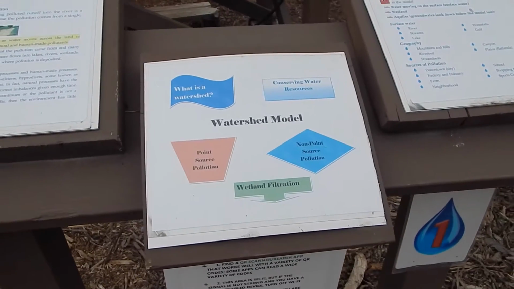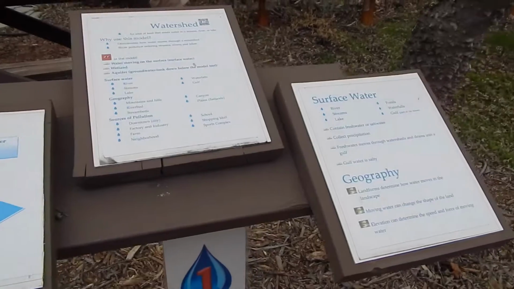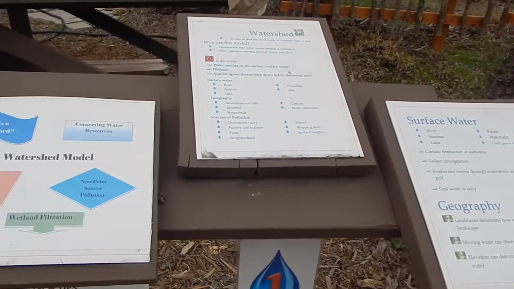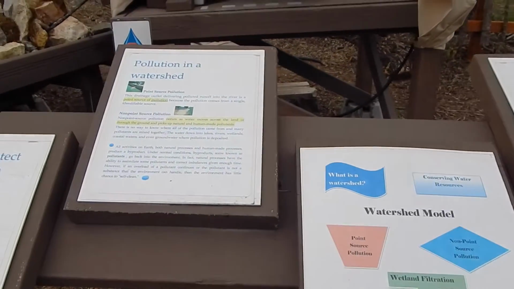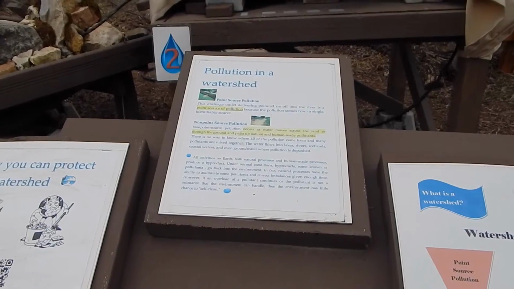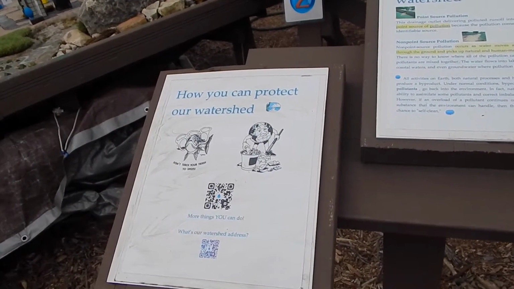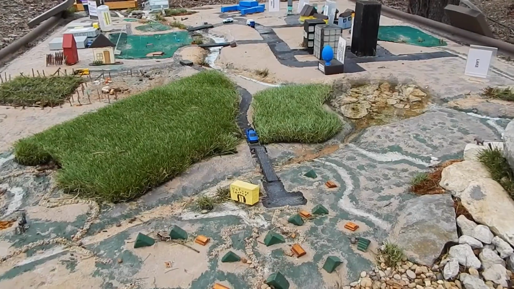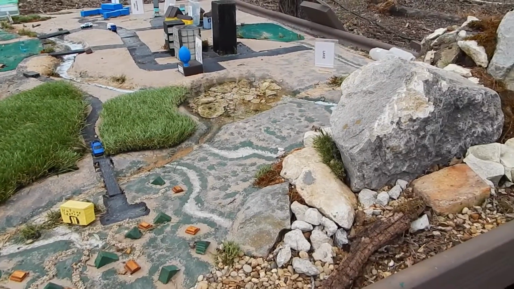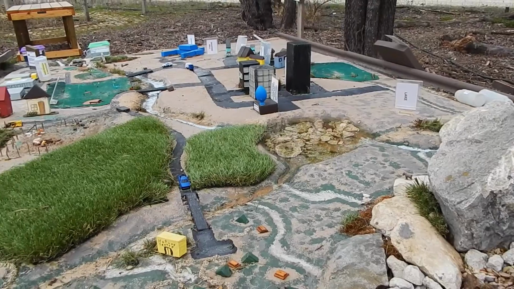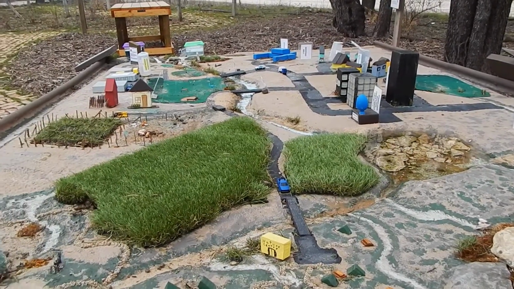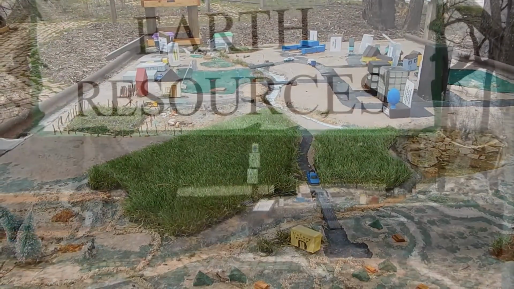What is a watershed? Hopefully after you've played around with the watershed model, you'll understand what a watershed is, how water moves through a watershed, how pollution can be moved into a watershed, and how you can protect our watersheds. The watershed model is part of a larger area at LISDOLA that is devoted to Earth's resources, and water is just one of Earth's resources.